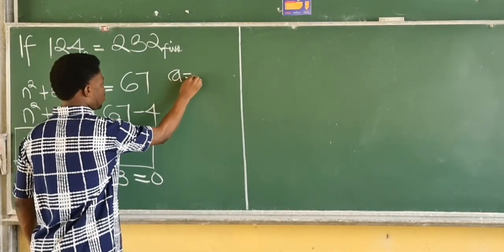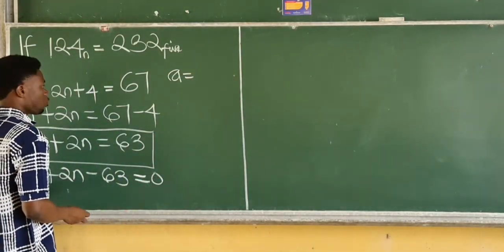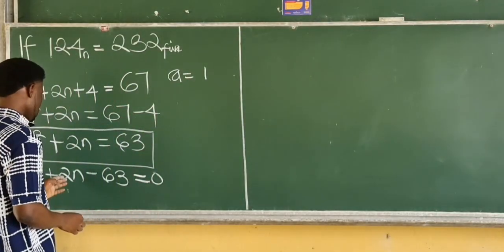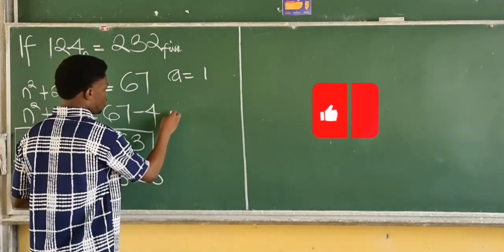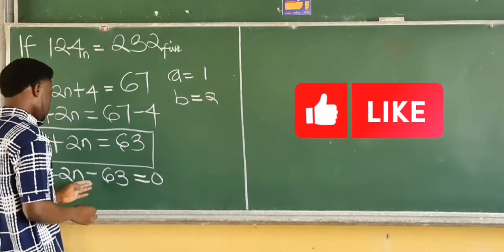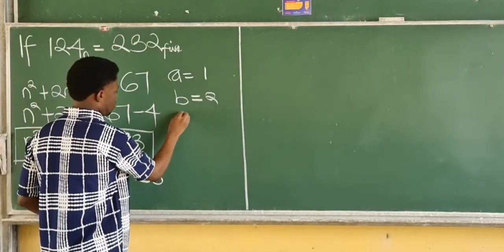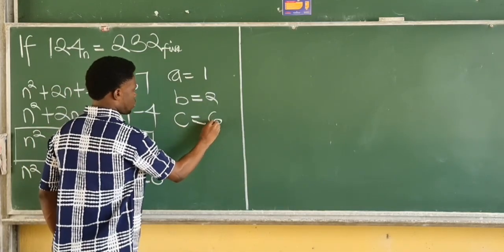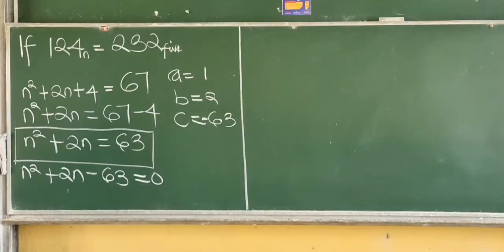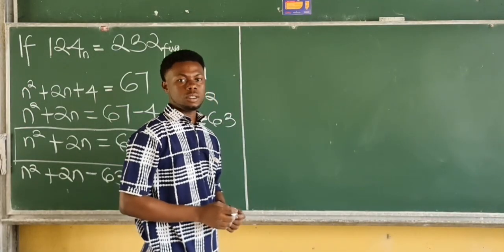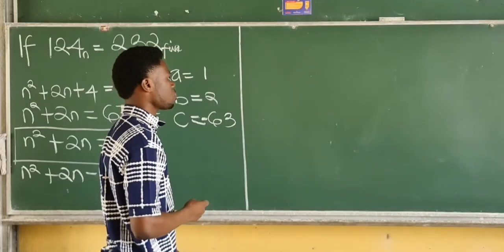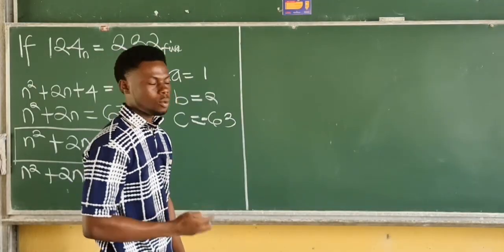a is equal to 1, the coefficient of n squared is 1, and b is equal to 2, then c equals minus 63. Now, at this juncture, we have to apply the almighty formula or the formula method in quadratic equation.